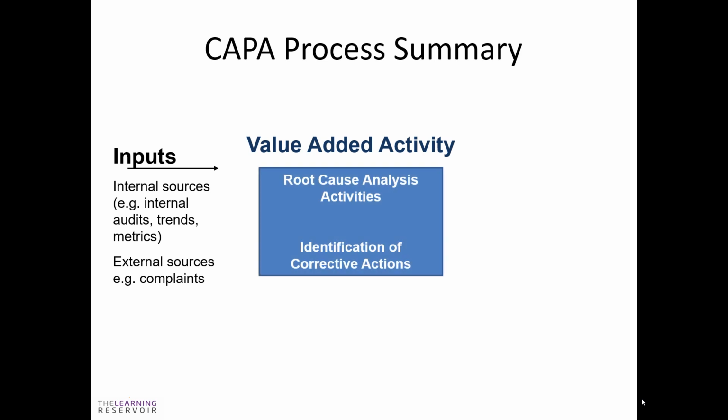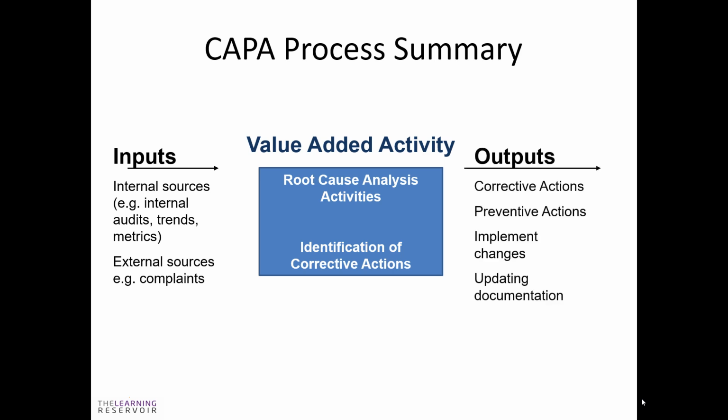Then you do the value added activity. You do your root cause analysis. You do your 5 why analysis. You create an Ishikawa diagram to try and determine what went wrong. You do 8D problem solving. So that's your activity. And then you identify your corrective actions. The output of that is your corrective actions, actions to be taken to fix the problem, and perhaps preventative actions to put in place to prevent other things that could go wrong from happening.